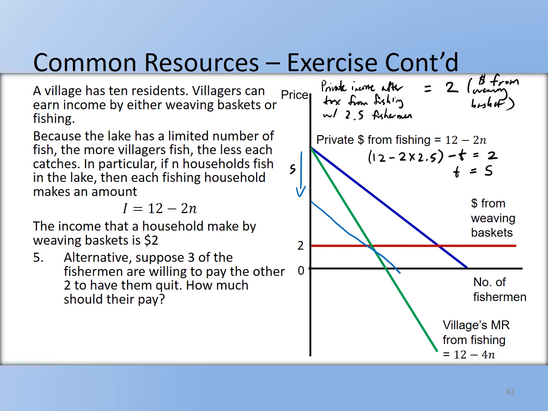If you tax $5 per fisherman, then naturally there will only be 2.5 fishermen, because any more, the income will be so low, it's not worthwhile. So that's one way. Tax enough, you naturally reduce the number of fishermen, because you reduce their income.